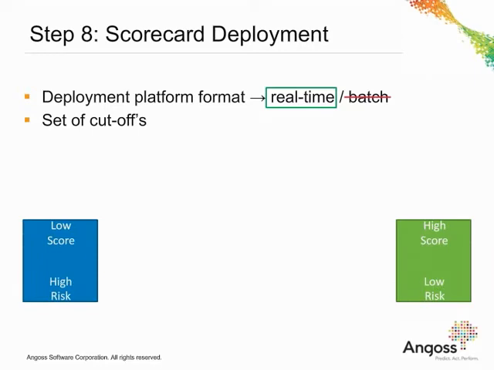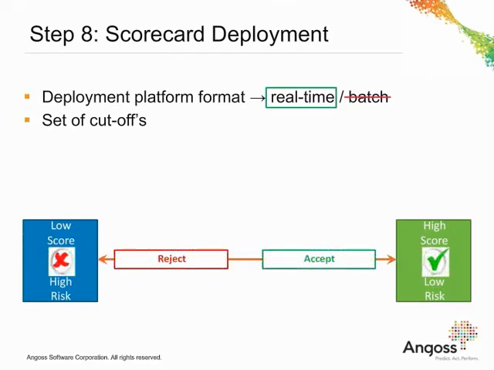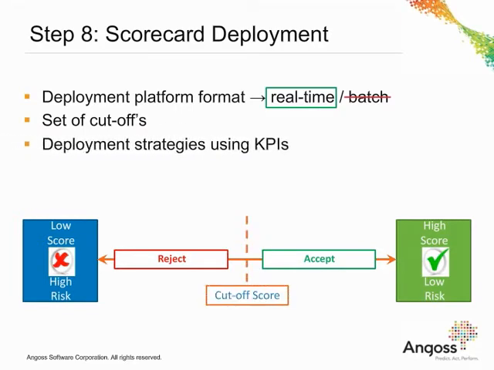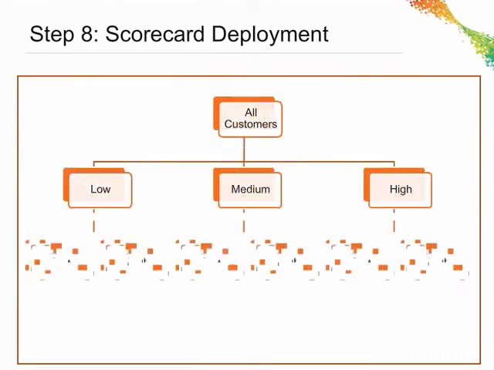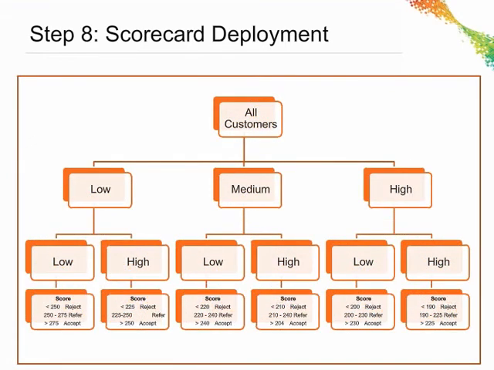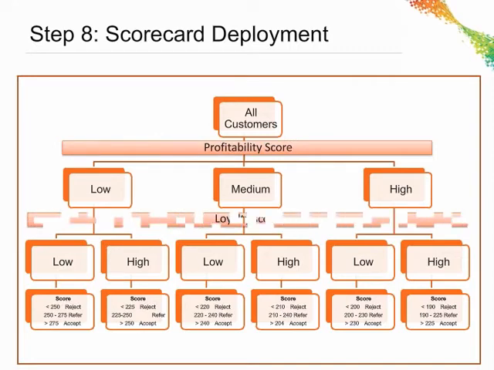Second, we have to set up the cutoff limits for different decisions. These will be based on the acceptable levels of default and their associated costs to the organization. The third sub-step in the deployment stage is the deployment strategy. Most scorecards are not deployed in the form of simple cutoffs, but are combined with other key performance indicators, or KPIs, to formulate more complex strategies.